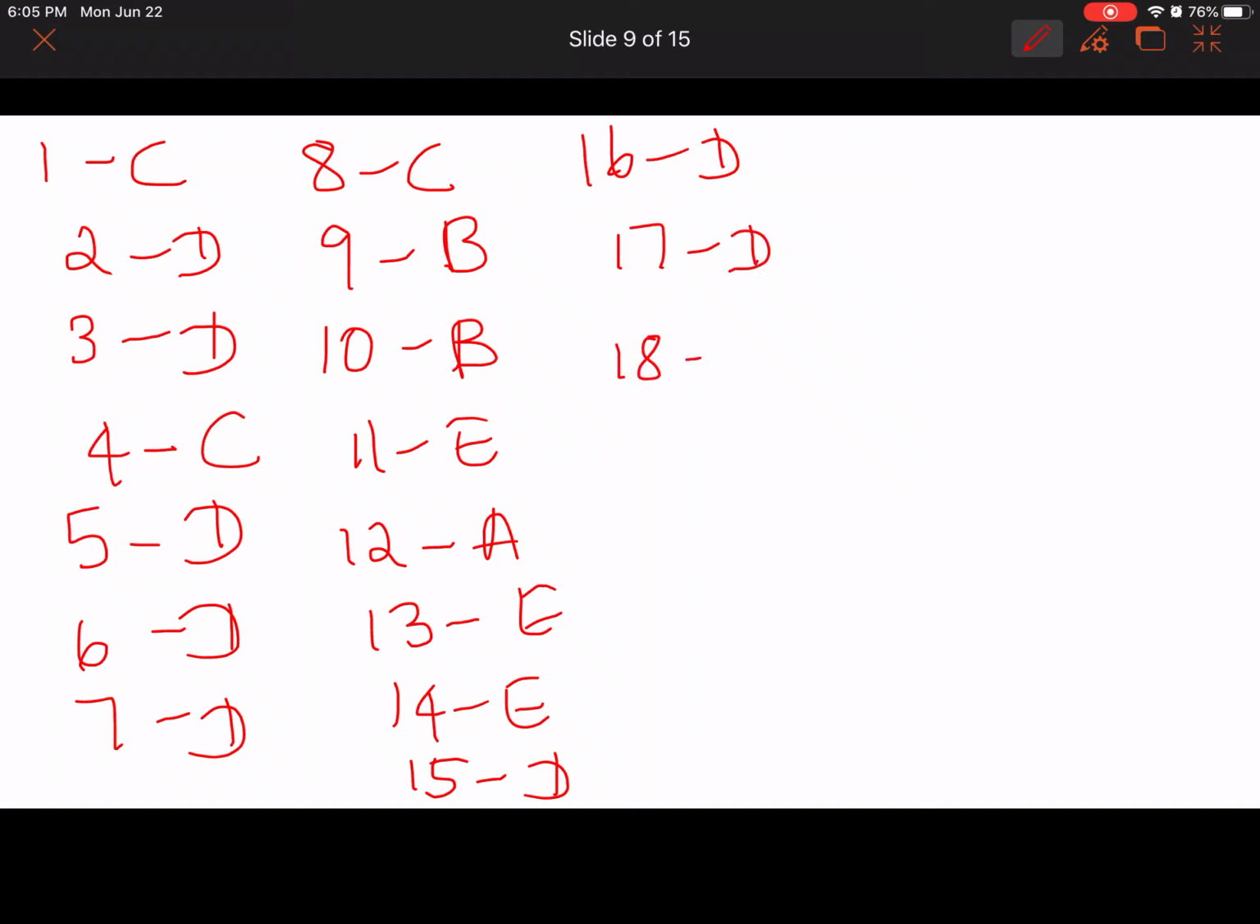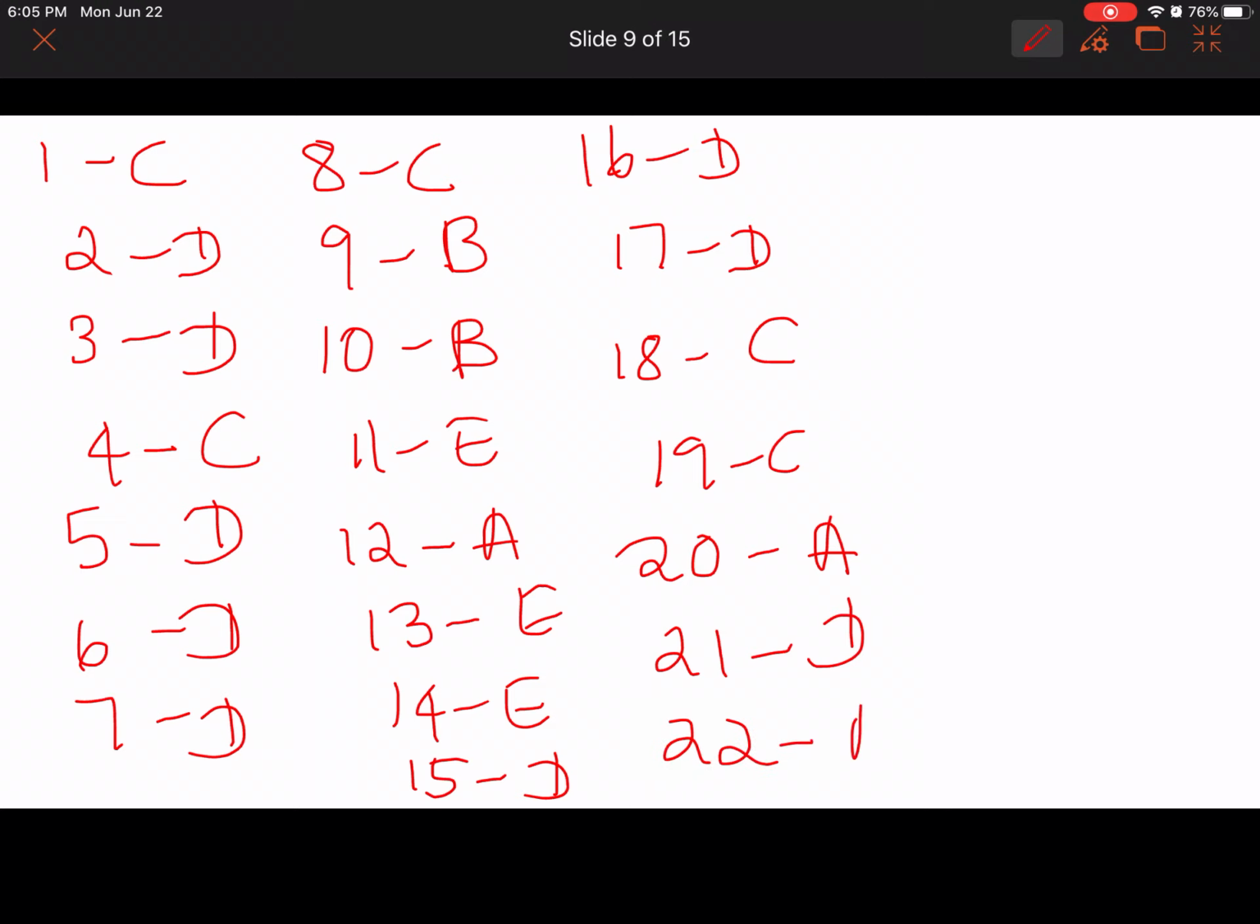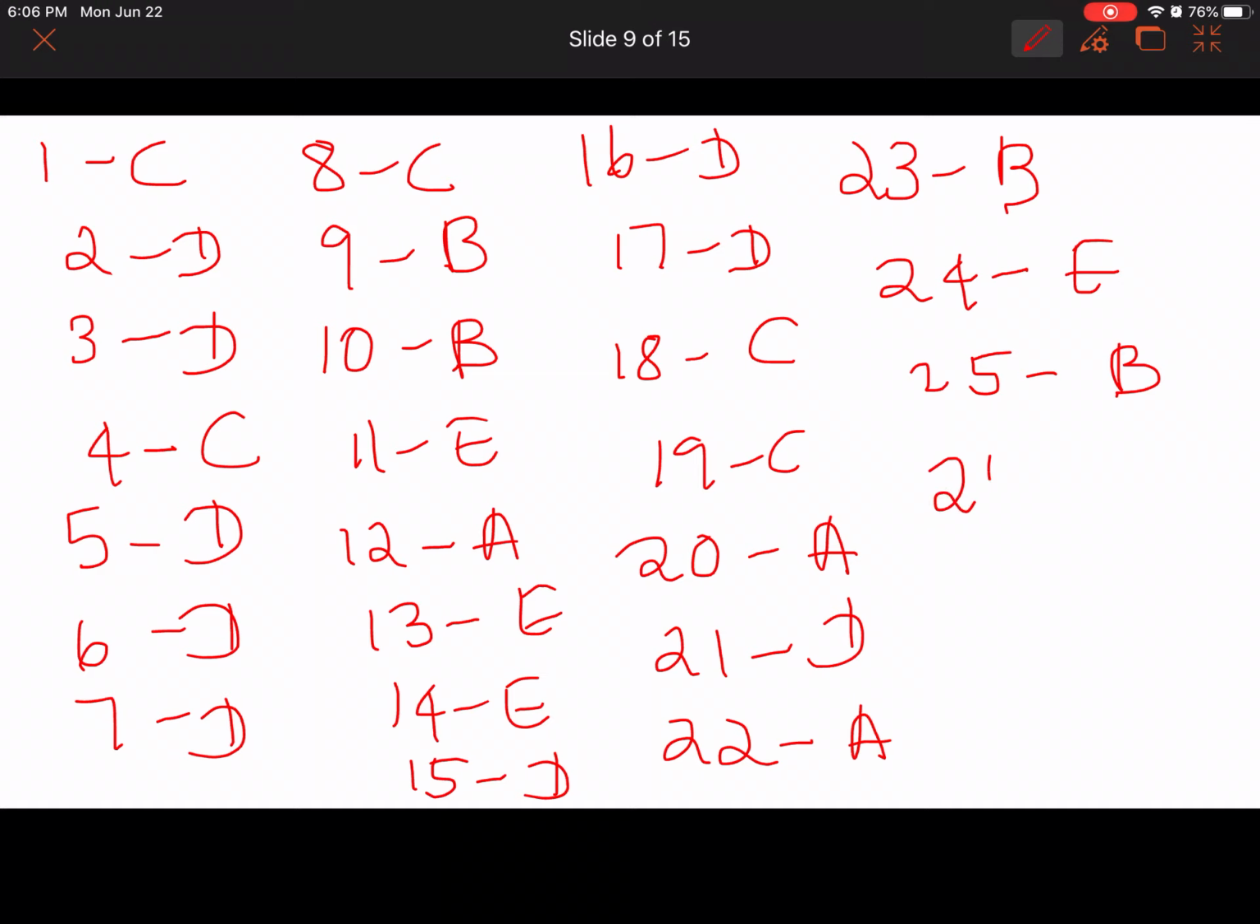17 D, 18 C, 19 C, 20 A, 21 D, 22 A, 23 B, 24 E, 25 B, 26 C, 28 E, 29 D, 30 D. Okay, all right, we're done.